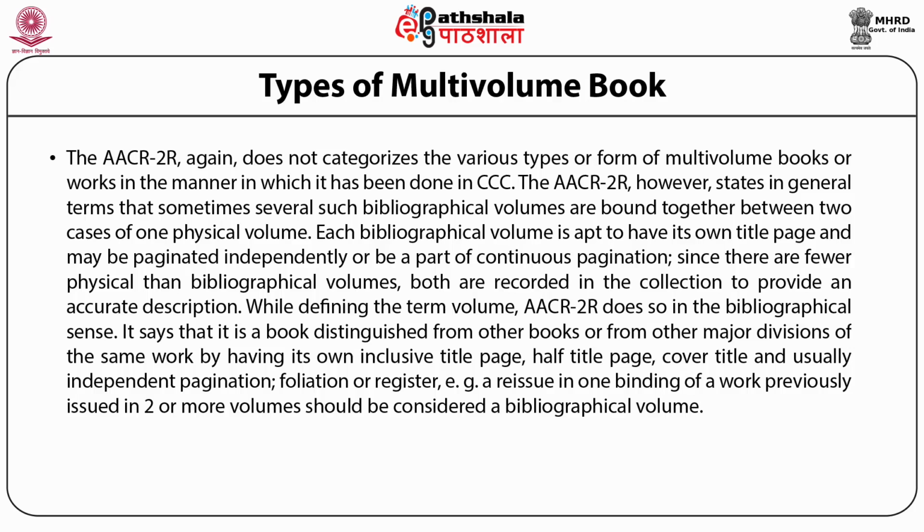Since there are fewer physical than bibliographical volumes, both are recorded in the collection to provide an accurate description. While defining the term volume, AACR2R does so in the bibliographical sense. It says that it is a book distinguished from other books or from other major divisions of the same work by having its own inclusive title page, half title page, cover title, and usually independent pagination, foliation or signature.